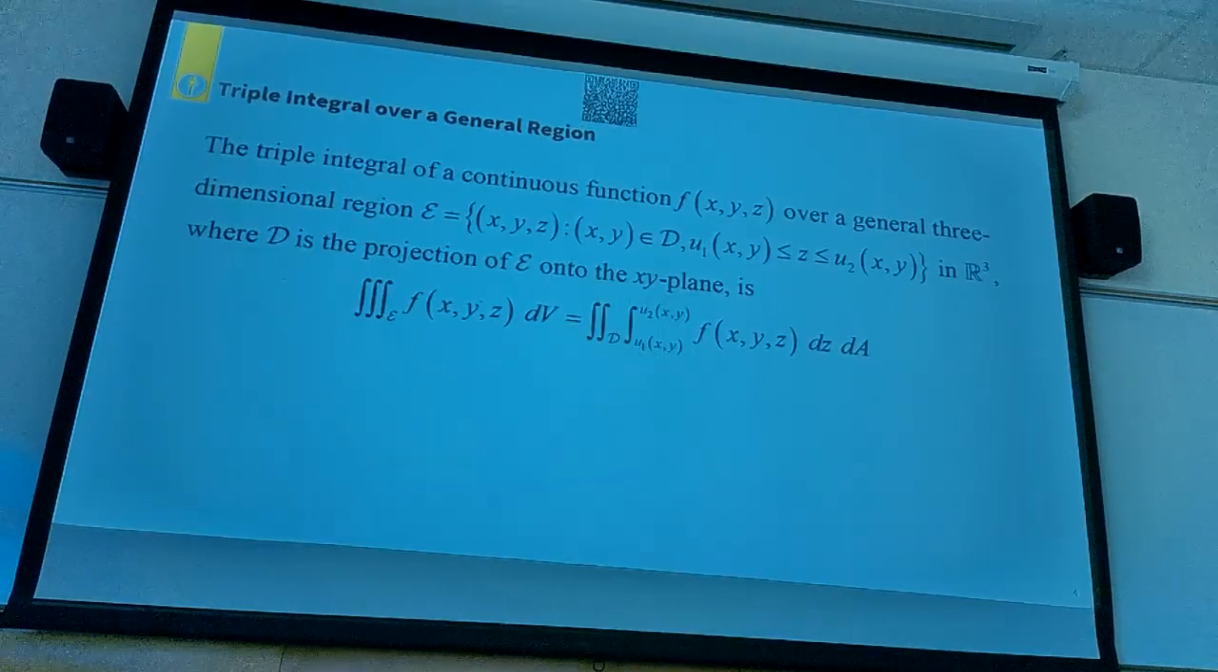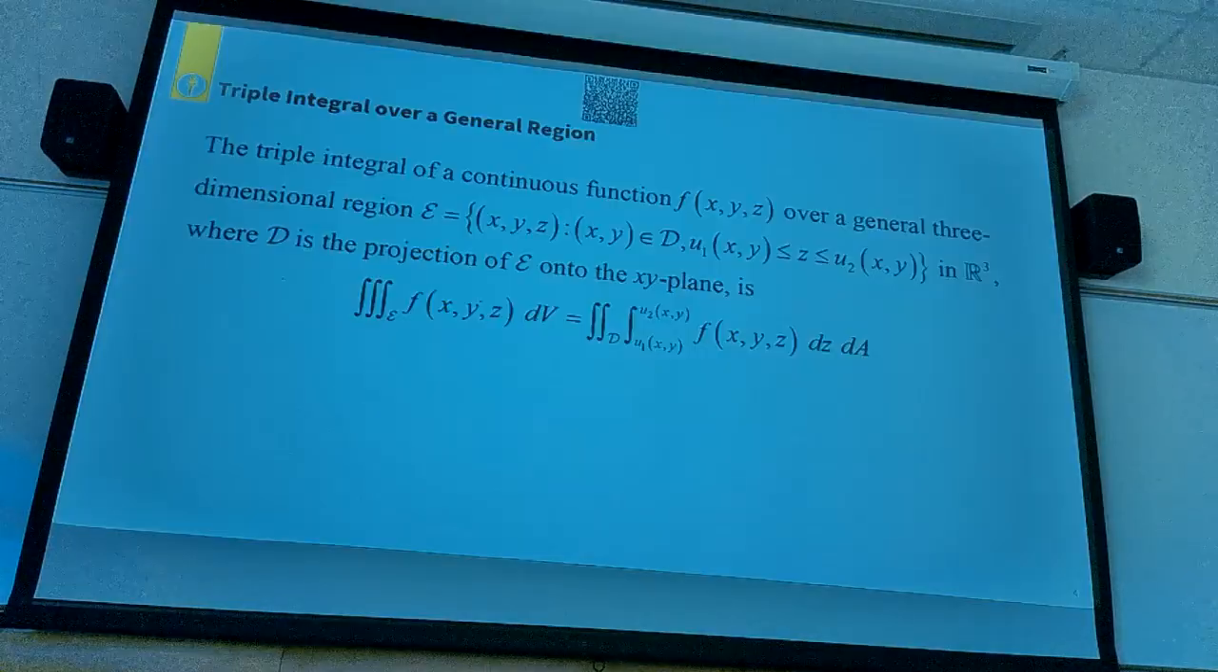Over a general Cartesian region, right? So let's say that E is our 3-dimensional region. In this case, we call it a solid. So for 2 dimensions, we call it a region. 3 dimensions, we call it a solid of integration, but it's still a domain of integration.